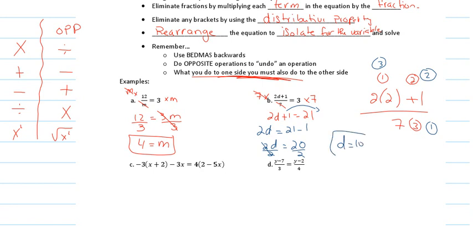You can check your answer, right? You can check if that's true. If you plug in 10 for d, you should get 3. Okay? So let's try that. 2 times 10 is 20. Add 1, 21. Divide by 7? 3. Right? So your answer should make sense if you plug it back in.